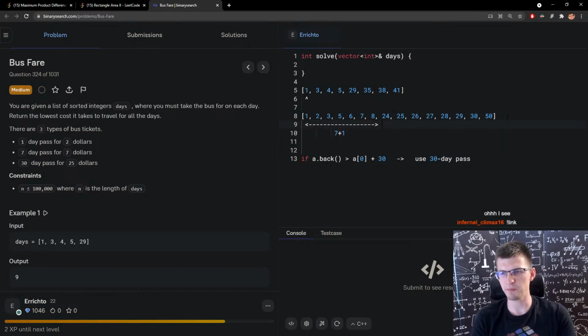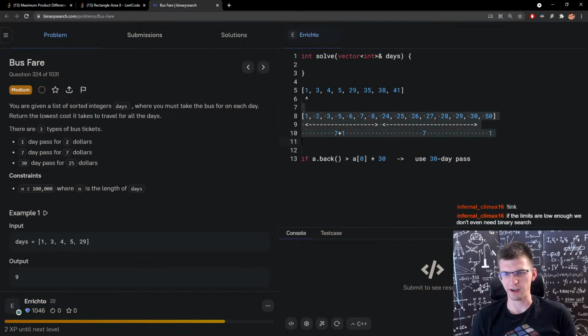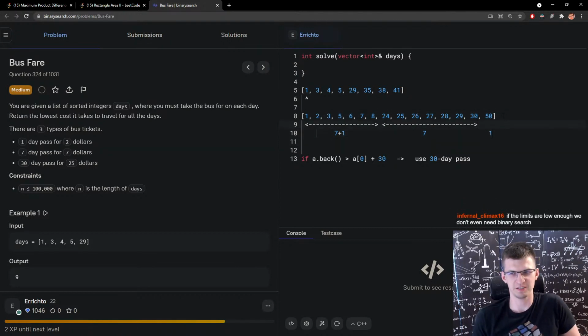Then there is a big gap. We need another 7-day pass. This is 7. And finally 1. And I wouldn't even need this example, just to assume that, well, it's not that we always need a 30-day pass.